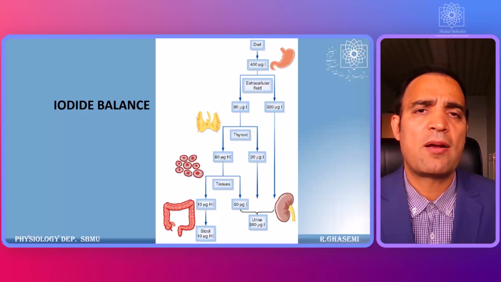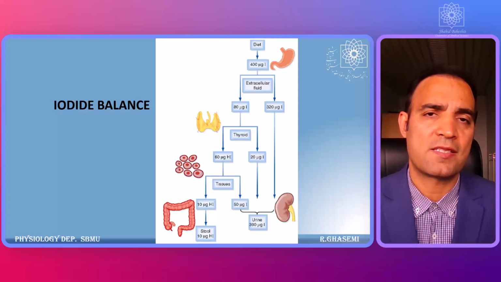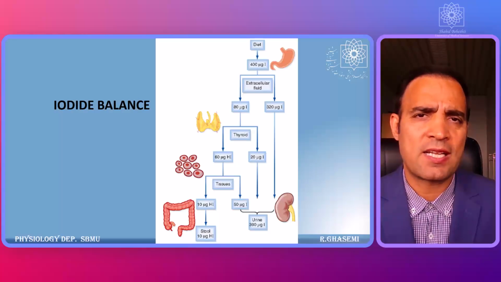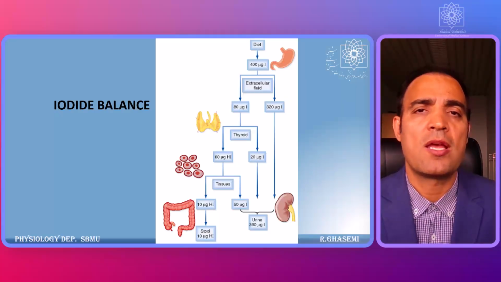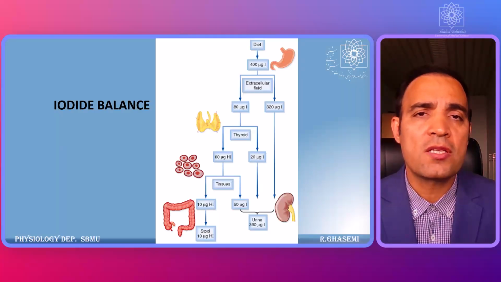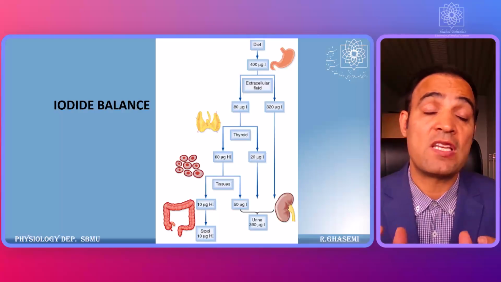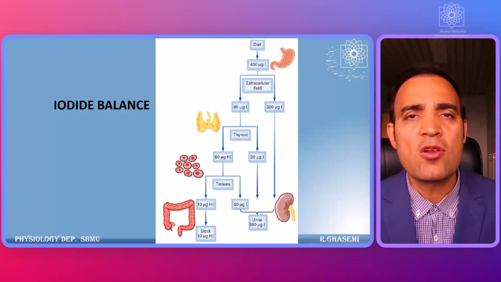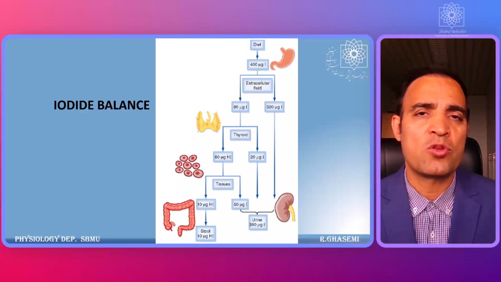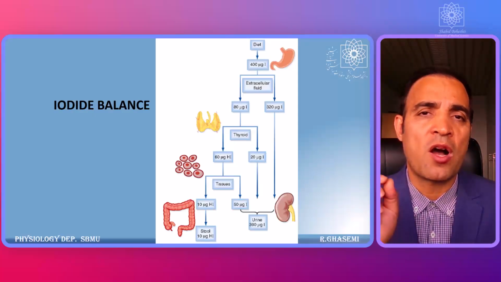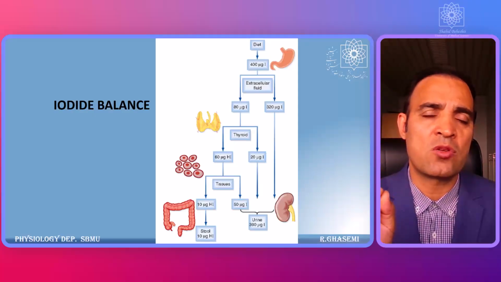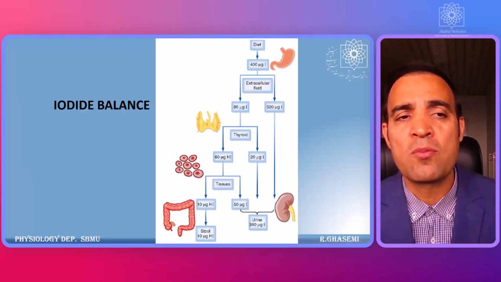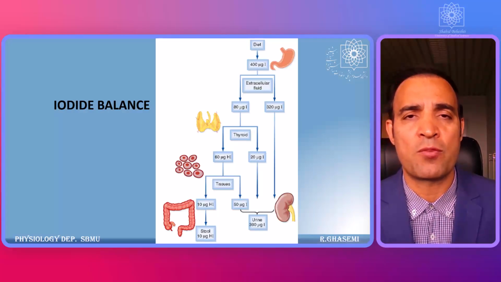When we are talking about thyroid hormone synthesis in the thyroid gland, one of the most important characteristics is the iodide ion that we need for the production of the thyroid hormone. In fact, thyroid hormones are produced by incorporation of iodide ions into one amino acid named tyrosine. Therefore, the iodide balance is very important.